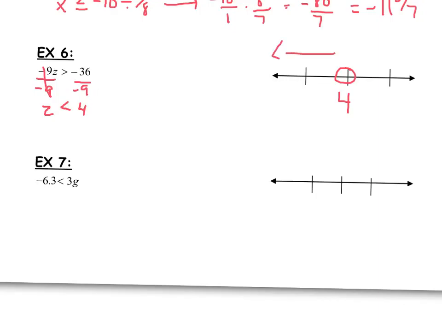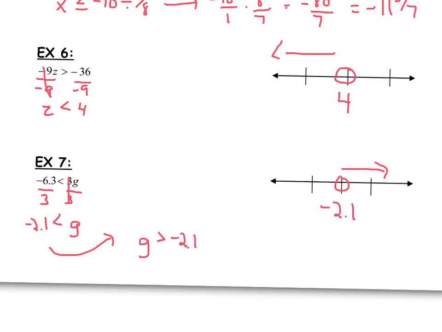All right, you can try number 7 on your own. Notice you're not dividing by a negative. You're dividing by a positive. So you can pause this and see if you get it right, or you can just follow along. G is greater than, bring your symbol down, negative 2.1. If you want to rewrite that, you can put the G on the left, then flip the sign so that the open side is with the G, and then you just graph it. Greater than to the right, less than to the left.